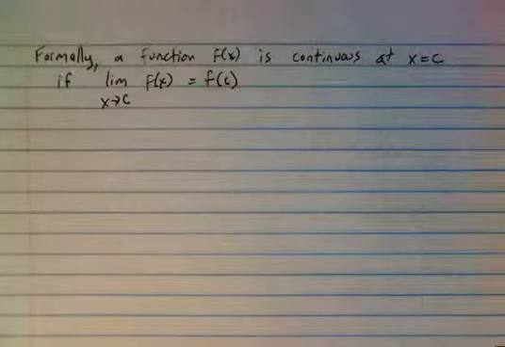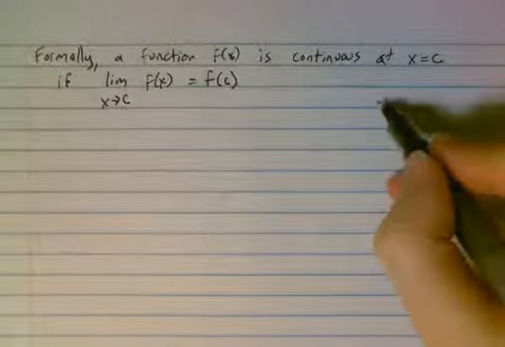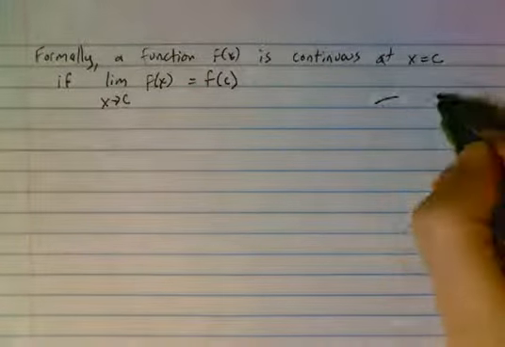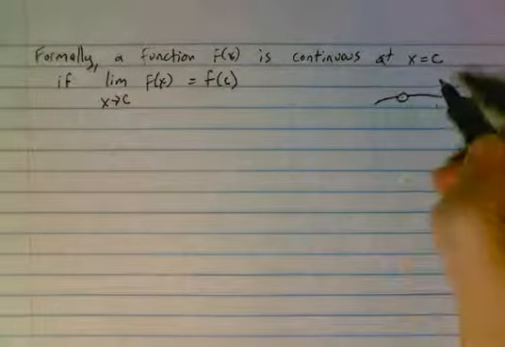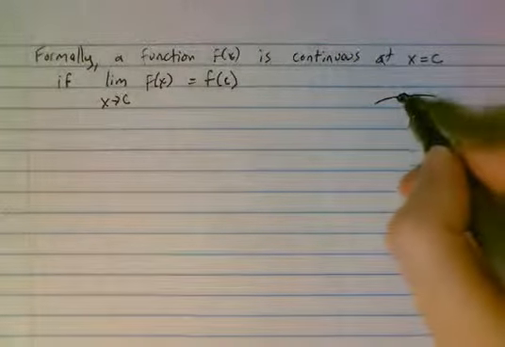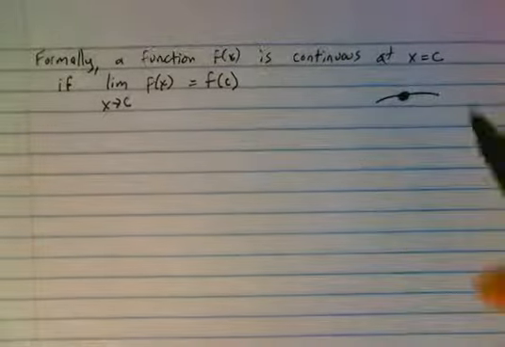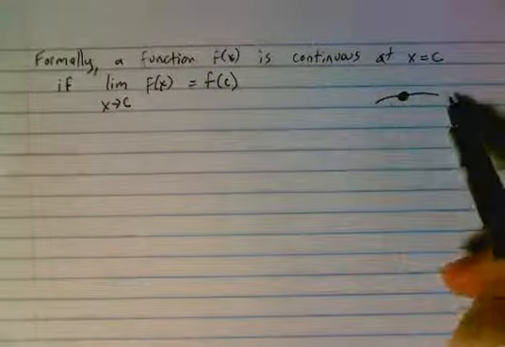And what that just means is that as we come at it from the left and we come at it from the right, we're approaching the same number. And that point, instead of being an open circle, that point is filled in. That's all that it means. That way we can move nice and smoothly across.